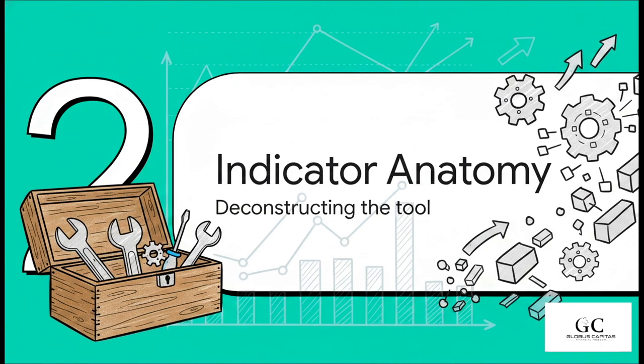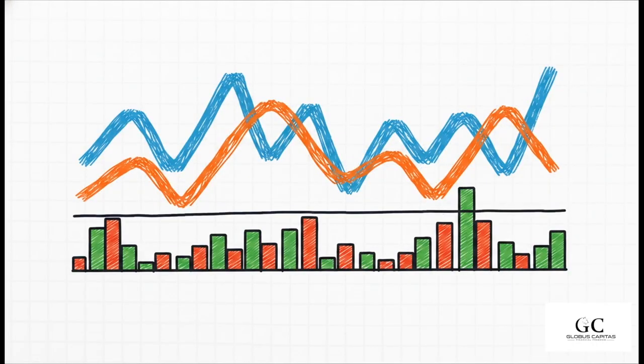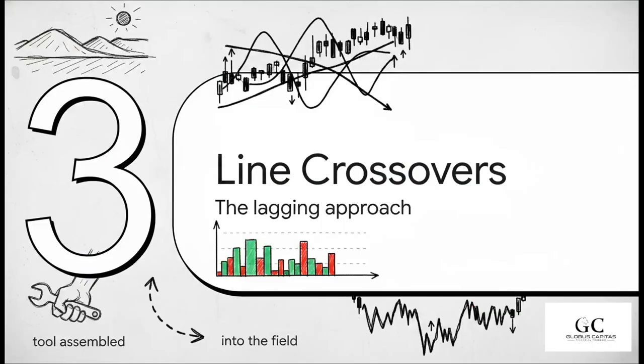Moving right along, Section 2. Anatomy of the indicator. Deconstructing the tool. So what are we actually looking at here? The MACD has 3 main visual components. First up, the MACD line. Now on a chart, this might look like your standard simple moving average, but it's actually a layered exponential moving average, or EMA. Then we have the signal line, which is just a faster layered EMA. And finally, the histogram. This is those little bars you see, and it visually represents the literal difference between those first 2 lines.